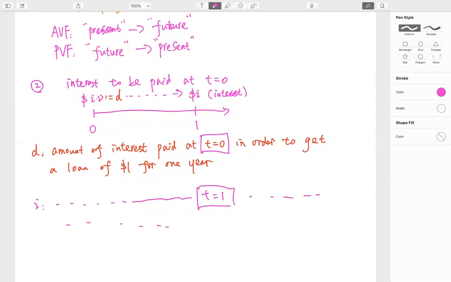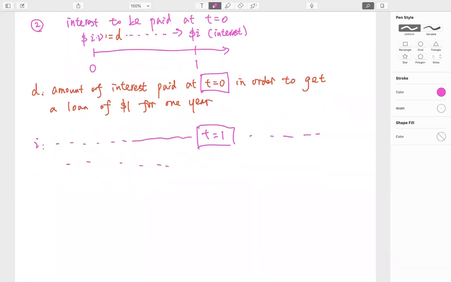So from here we see I is the future value of D. Of course, here we talk about 1 year. D is the present value of I. So that is the connection. So with that in mind, now we want to borrow $1. We still want to borrow $1, right?